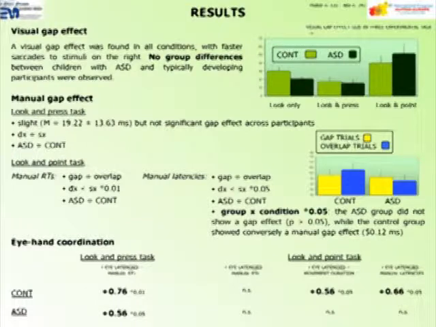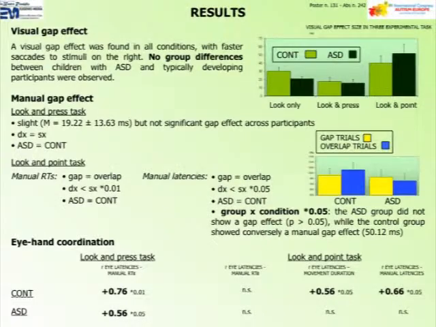Let's get to the results. Regarding visual gap effect, it was found in all conditions, with faster saccades to stimuli on the right. No group differences between children with ASD and typically developing participants were observed.